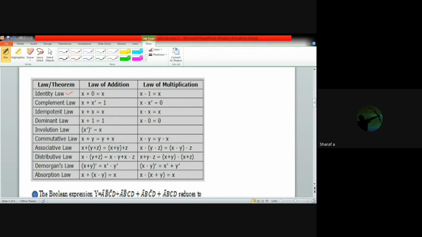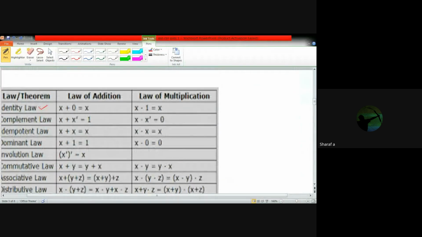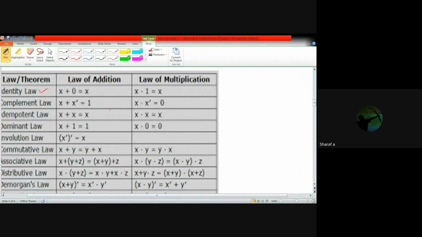If you consider x plus 0, the first one, x plus 0 is nothing but x. This is very simple logic. If you add anything with 0, you will get the same thing. That is the identity law. Similarly, x dot 1 is also x. So x plus 0 is x, and x dot 1 is x.